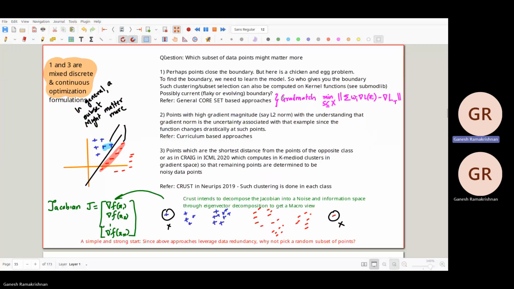And that is also the general idea behind many of the core set approaches. Core set is about computing a subset of points which represent the entire set of points, but not necessarily through matching the loss function. It could be matching through the gradients, as I was showing in the example. There are also a bunch of other approaches which say points with high gradient magnitude. Okay, this is another.